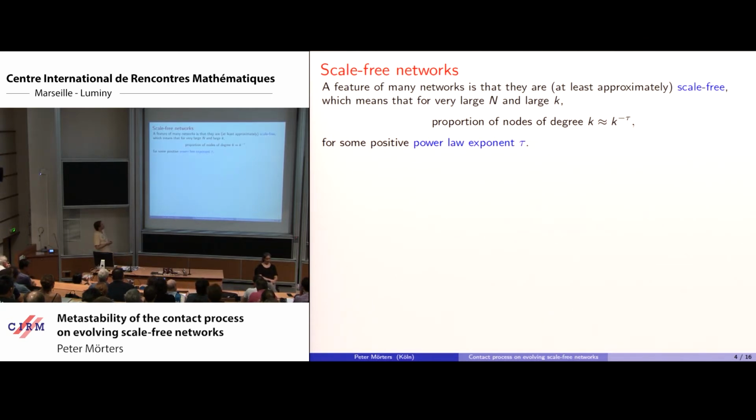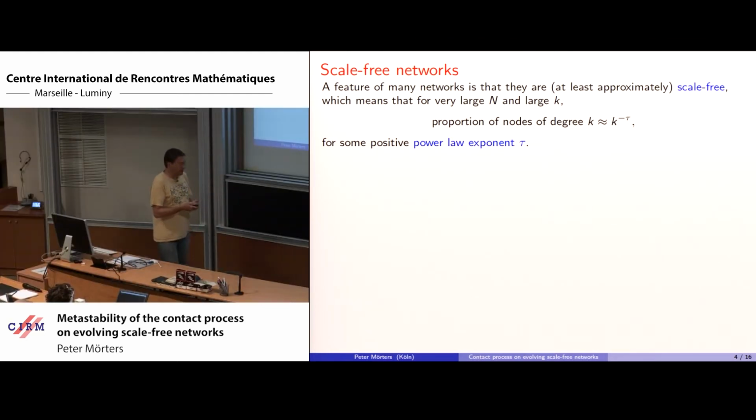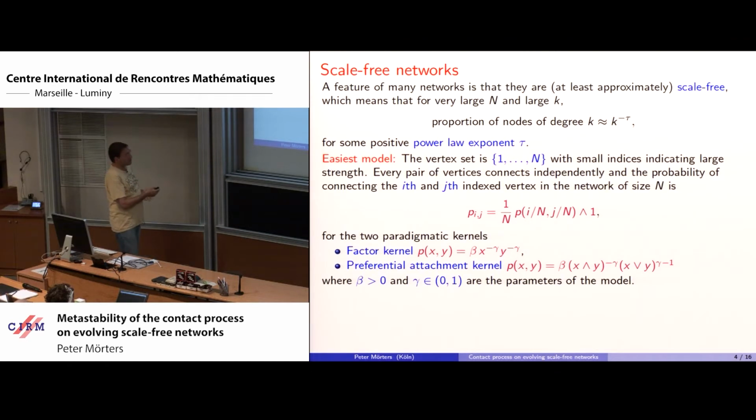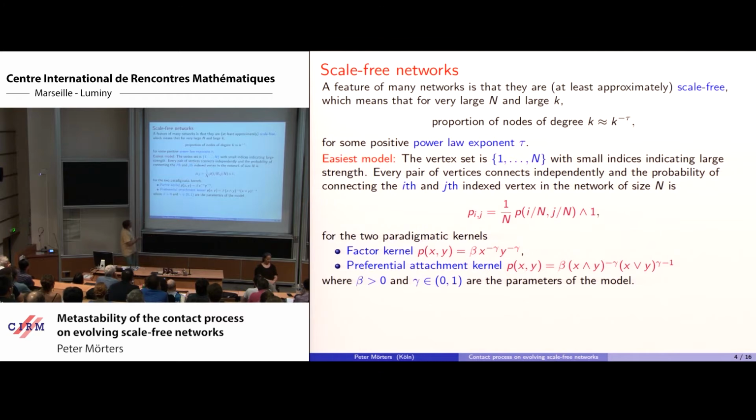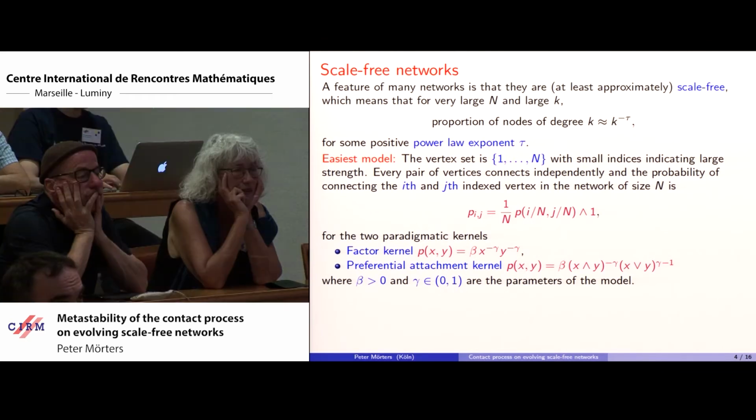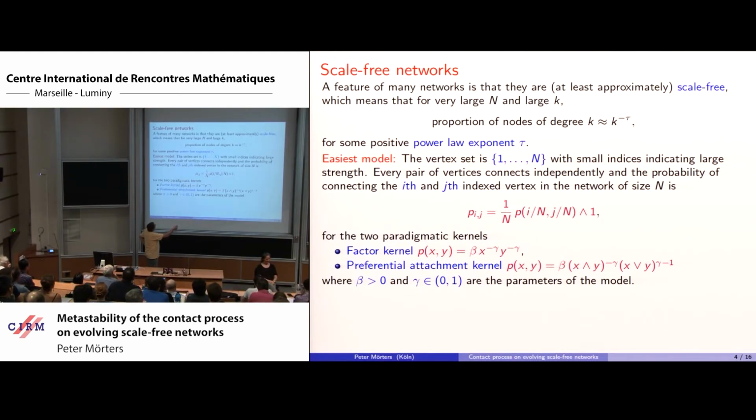And the simplest case is the so-called inhomogeneous random graphs. The idea is that we describe the vertex set of the graph of size n just by the numbers from 1 to n, and the meaning is that these are ranks, and vertex number 1 is the most powerful one, 2 is the second most powerful one, and the ones that have an index of order n are the bulk, the least powerful ones. So small indices indicate large strength.